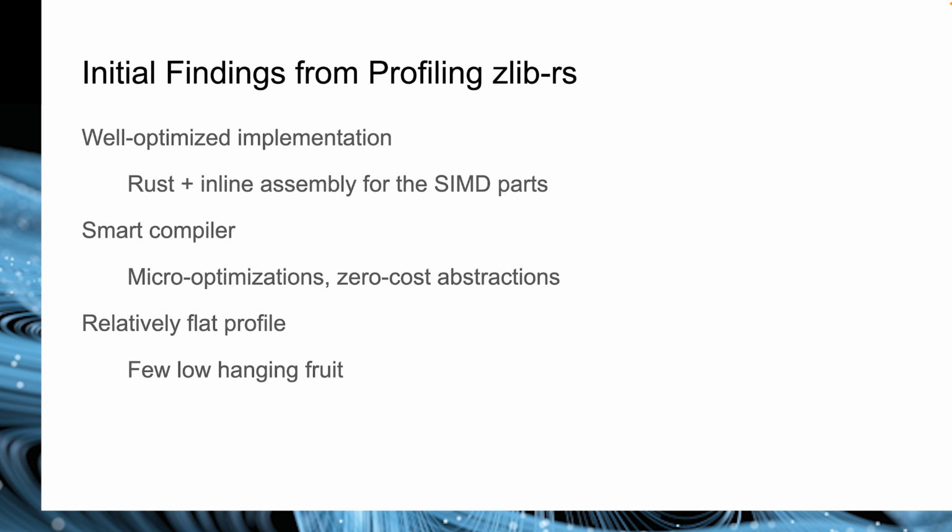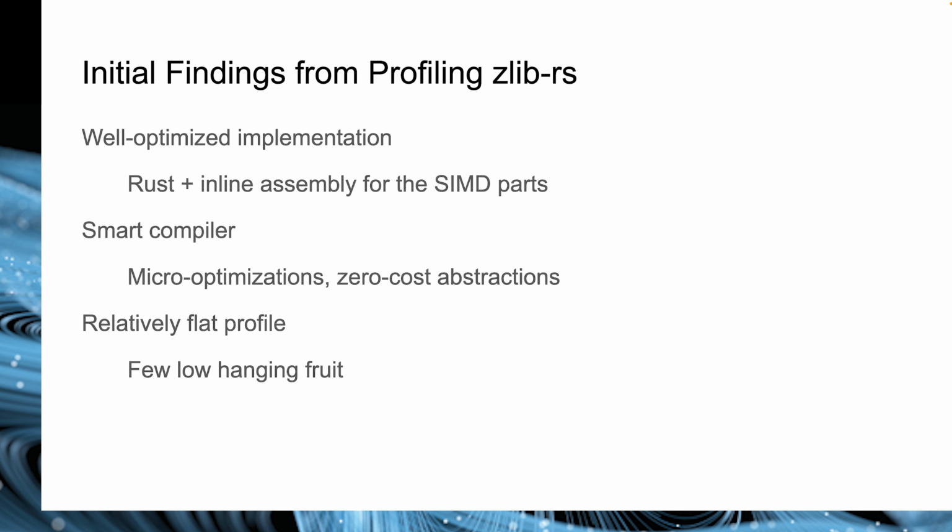I ran various profiling tools to better understand the performance characteristics of the codebase, and what I quickly learned was that zlib-rs was performance-wise in great shape. It had started out as a port of a hyper-optimized C implementation called zlib-ng. The person who led the Rust port is an experienced systems programmer who writes fast Rust code and fast assembly code for the SIMD parts.